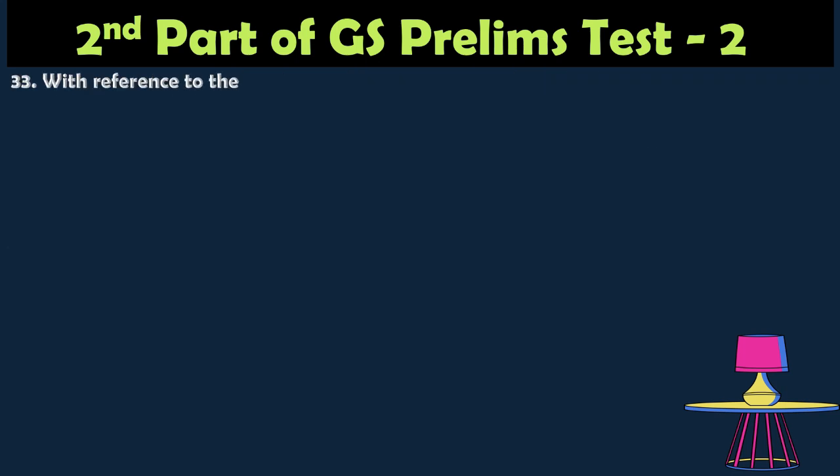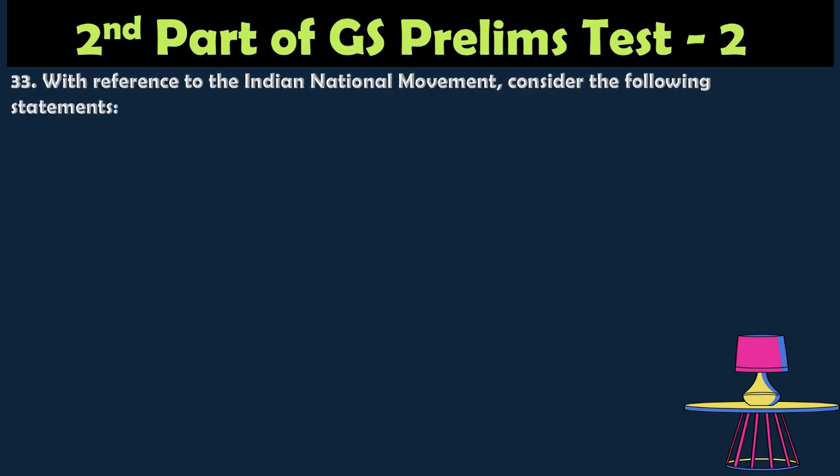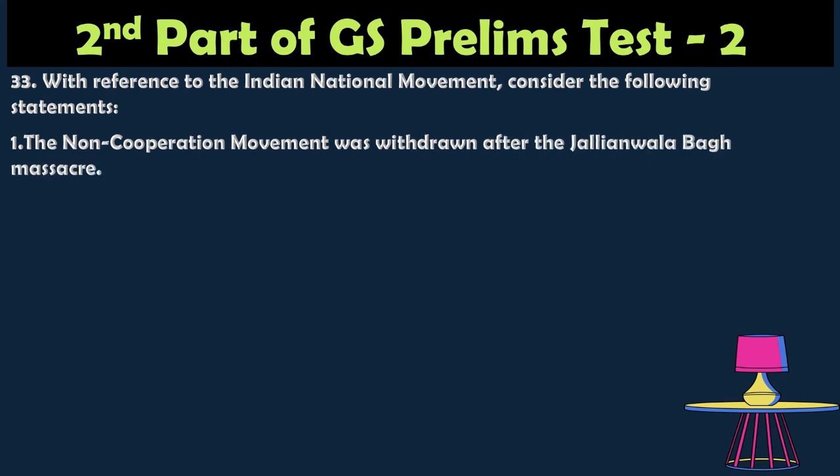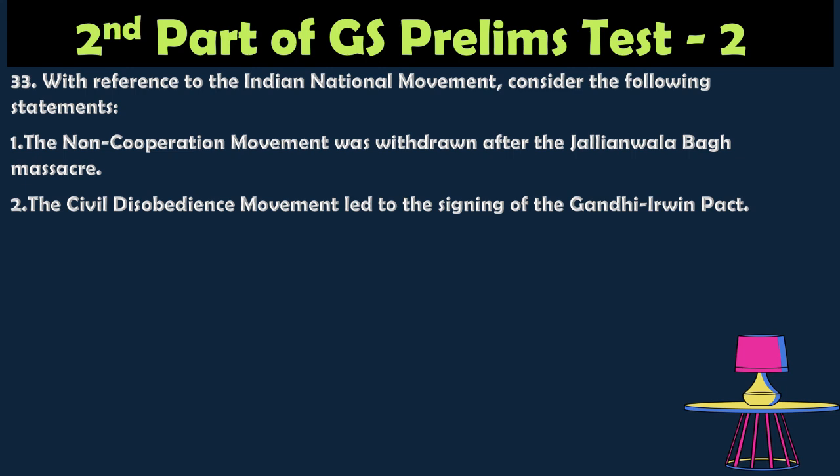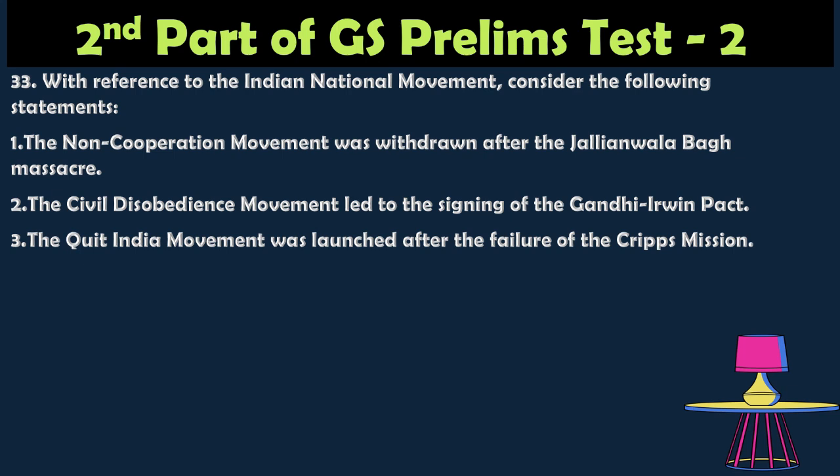Question number 33. With reference to the Indian national movement, consider the following statements. One, the Non-Cooperation Movement was withdrawn after the Jallianwala Bagh massacre. Two, the Civil Disobedience Movement led to the signing of the Gandhi-Irwin Pact. Three, the Quit India Movement was launched after the failure of the Cripps Mission. Which of the statements given above is correct?